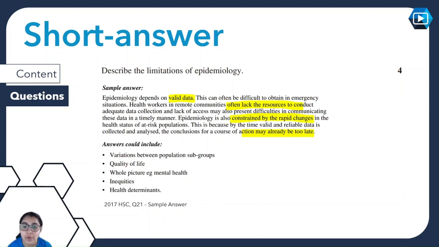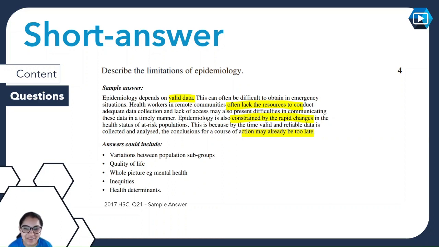And so these were the 3 answers that we discussed, but other answers could also include variations within population groups. We could also talk about the quality of life, so the fact that it does not provide a very holistic approach, a whole picture, for example, the role of determinants, inequities that are experienced, and also the role of health determinants, that it does not talk through them or give us insight into those.